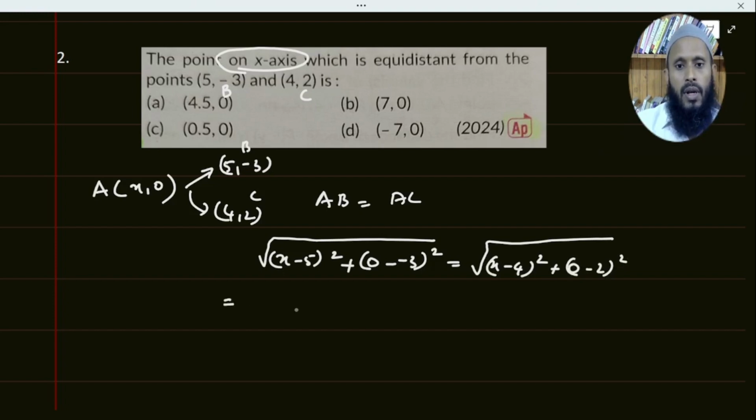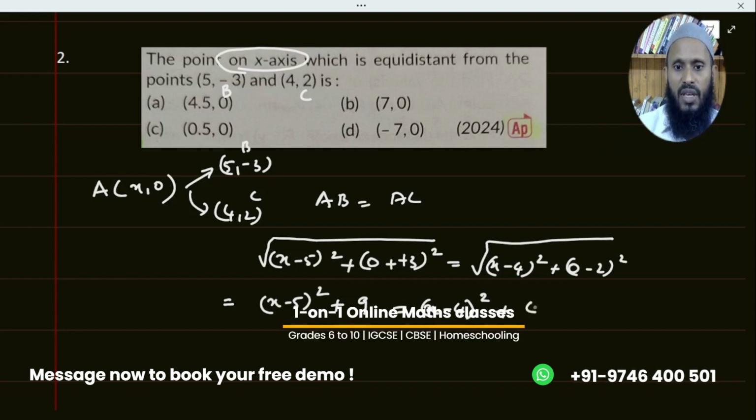Now what I'll do, I can just square both sides to get rid of that square root. So squaring will give me (x - 5) whole square plus (0 - (-3)). That will become 0 plus 3, and 0 plus 3 is nothing but 3. Square of 3 will give me 9, is equal to, again this square root will also go because of squaring. Within the brackets, I'll write (x - 4) whole square plus (0 - 2), which is -2 itself. Its square will give me 4. So this is now what I have got.